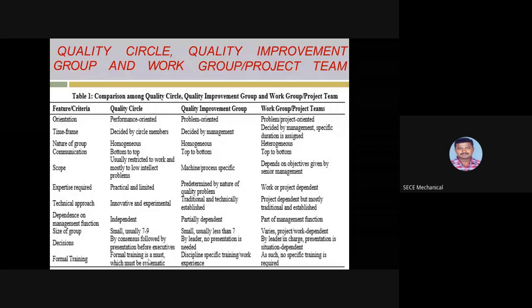Next feature is decision: in a quality circle it is by consensus, followed by presentation before executives. Training is a must. Here, by the leader, no presentation is needed. Discipline is needed, by the leader in charge; presentation is situation dependent. Then formal training is a must, which must be systematic. In a quality improvement group, discipline-specific training and work experience will be conducted. And next is the work group or project team. As such, no specific training is required.